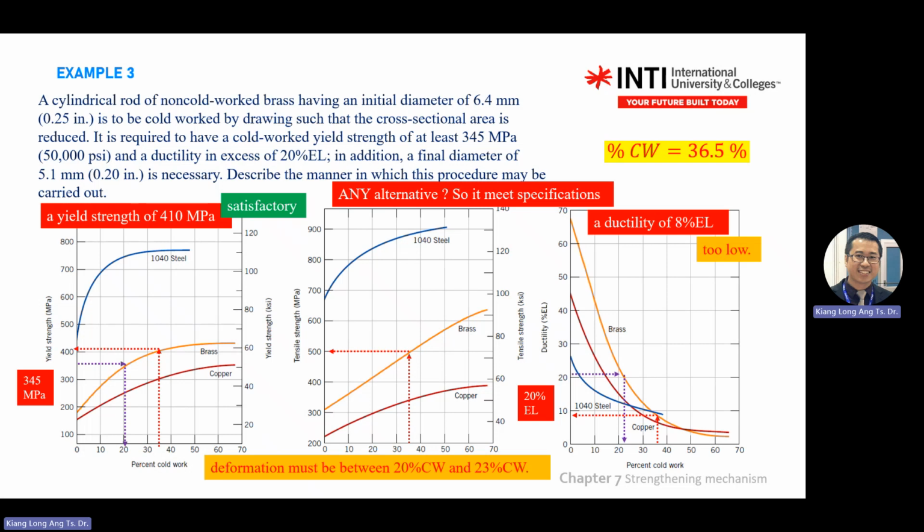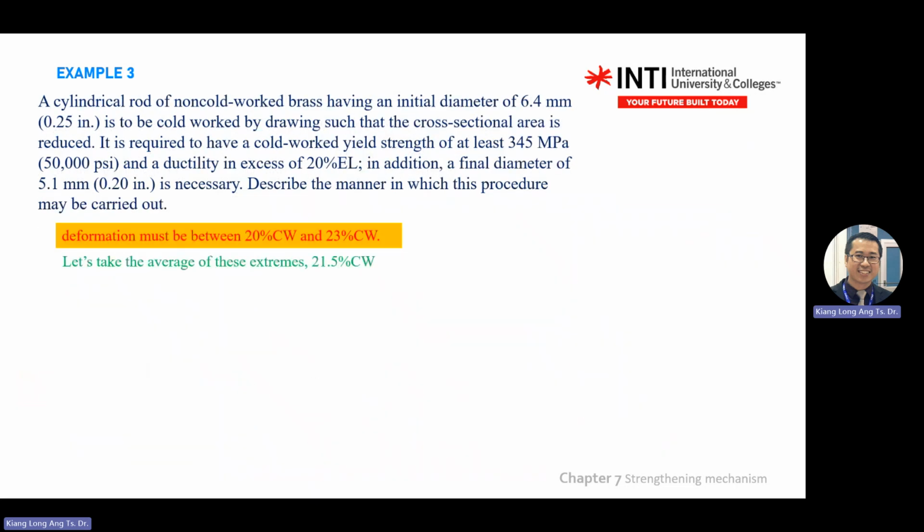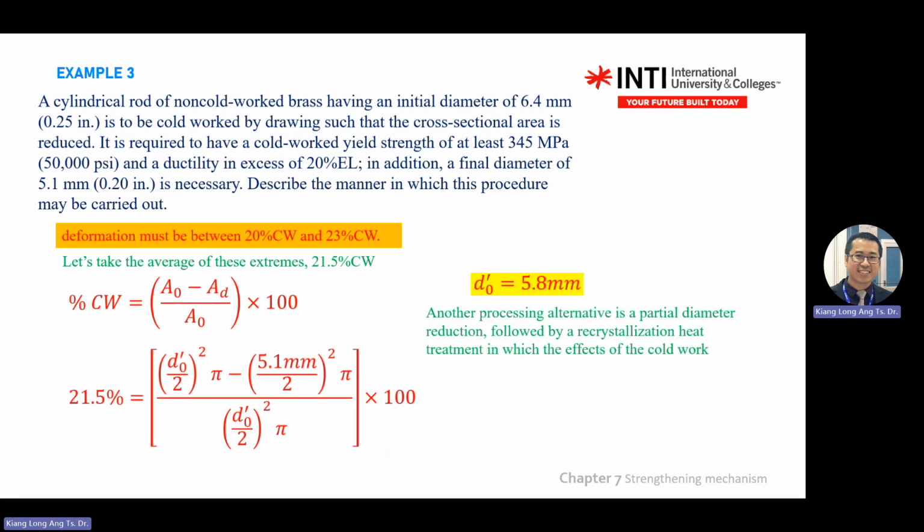So we'll use maybe 22%. So 22%, you check again whether 22% meets the requirement or not. 22%, you move up, yeah, okay, it meets. Then 22%, you move up, yeah, okay, it meets. So then you use 22%. In the slide, I used 21.5, but if you use 22, it's still correct. You work back, you get the original diameter is 5.8 mm.